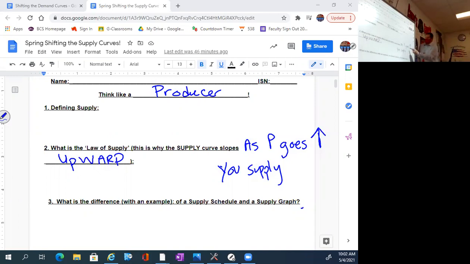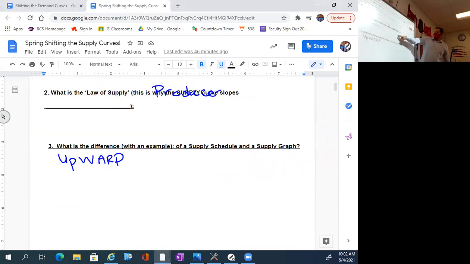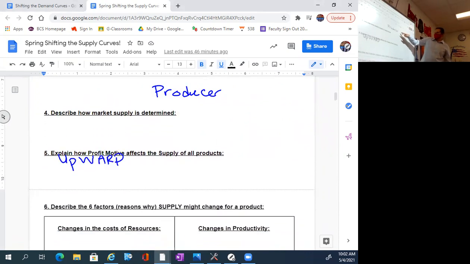Okay? So as price goes up, your supply goes up, and vice versa. As price goes down, you're going to make less of it. As price goes up, supply goes up. As price goes down, supply goes down. Let's skip 3.